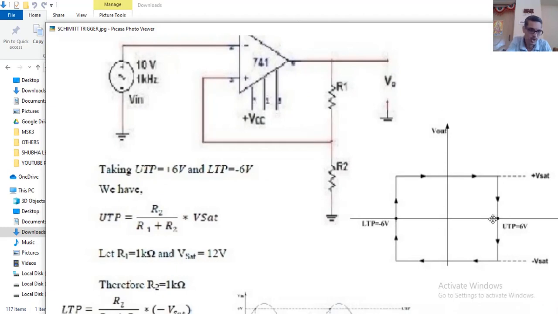When the input goes above the UTP point, that is 6 volt, the output changes from plus Vsat to minus Vsat. It remains there. When the input goes below, say minus 6, in that case the output goes from minus Vsat to plus Vsat. This is another circuit.